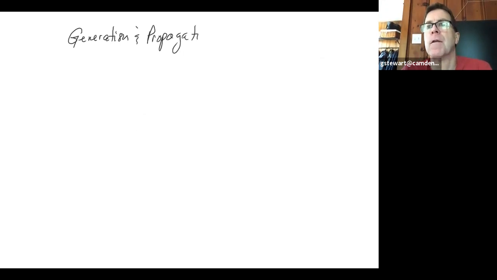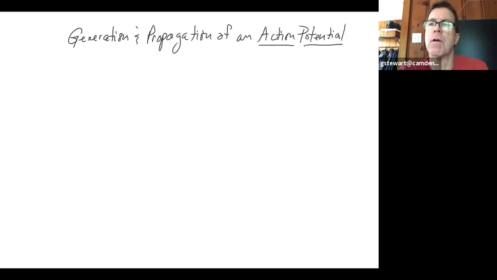So your book goes through this in step fashion, which is good. I'm going to try to do the same, and I'm just going to title this: these are steps to the generation and propagation of an action potential. Now we're going to decipher some of these terms we just learned, and their actions and how they affect a nerve cell.